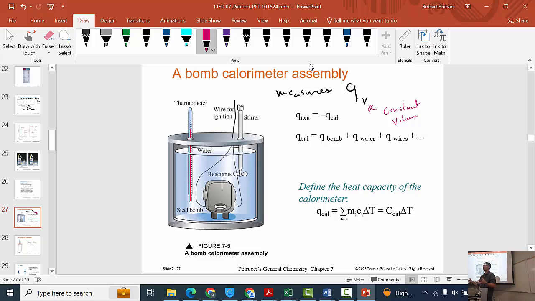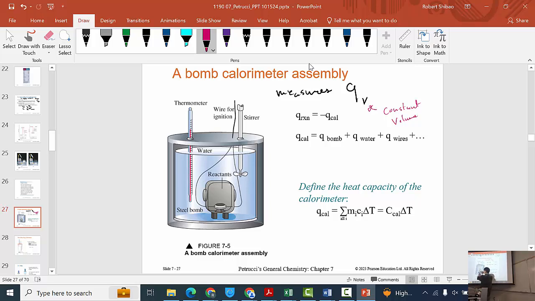At room temperature and 1 atmosphere. 22.4 is STP. I want room temperature, 1 atmosphere. 24.5. So roughly 25 liters.